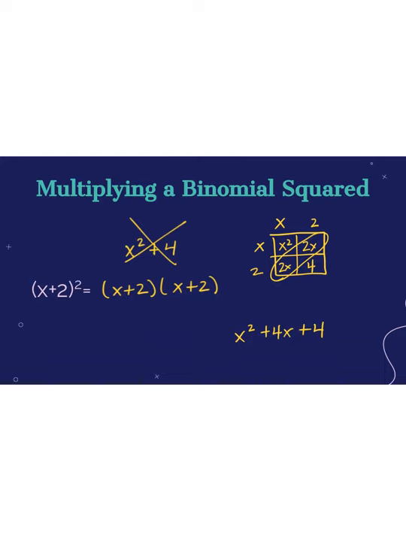See how that's different than what we looked at, the x squared plus 4? This one's x squared plus 4x plus 4. So if you just square each individual one, you miss this middle piece, and you can't miss that middle piece. That's why we have to put the two separate parentheses.